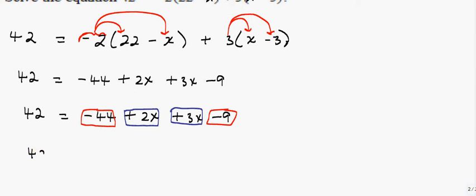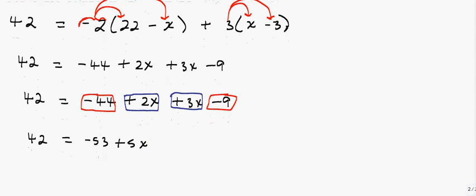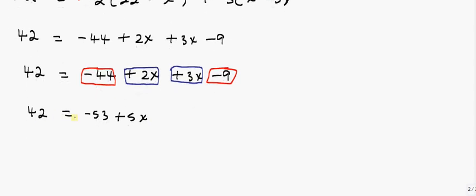All right, so what do we get when we take a -44 minus 9? Since they're both negative, we actually add the two things together and keep the negative sign. So that's going to be a -53. And +2x plus 3x is a plus 5x. All right, now we've got 42 is equal to -53 plus 5x.